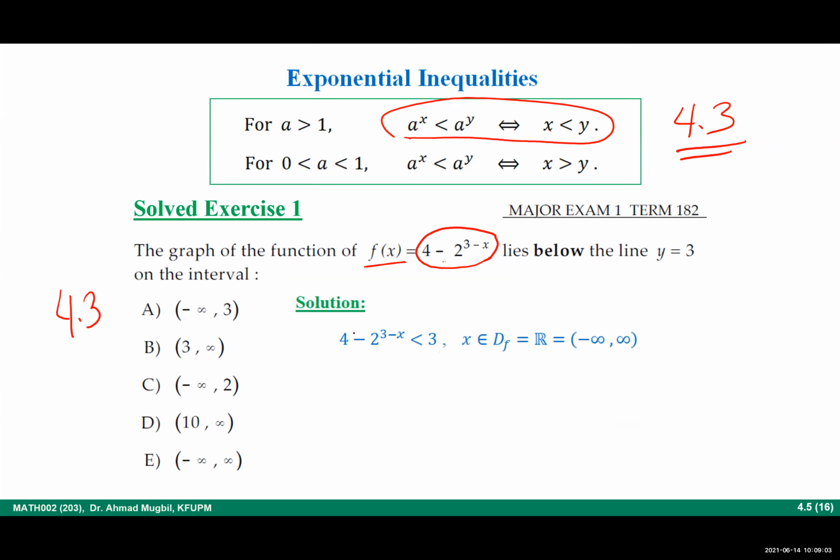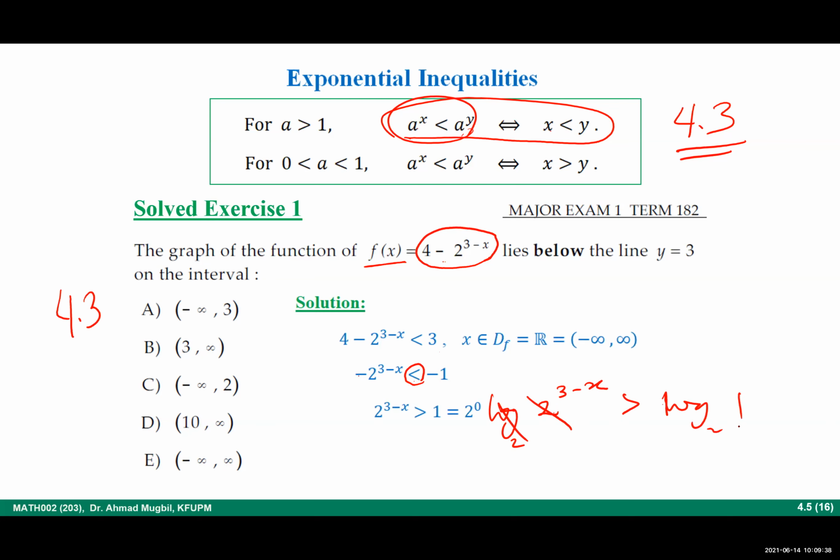So what you will do, you will subtract 4 from both sides. Then you will multiply by negative. Be careful here, because it is an inequality. When you multiply by negative, instead of less than, it will be greater than. Now what we have is 2 to the power 3 minus x greater than 1. Now we will apply this idea, but here we need a base. 1, indeed, is just 2 to the power 0. So now we have the same bases, so this is greater than. Or you can just think about it this way: take log 2 of both sides.